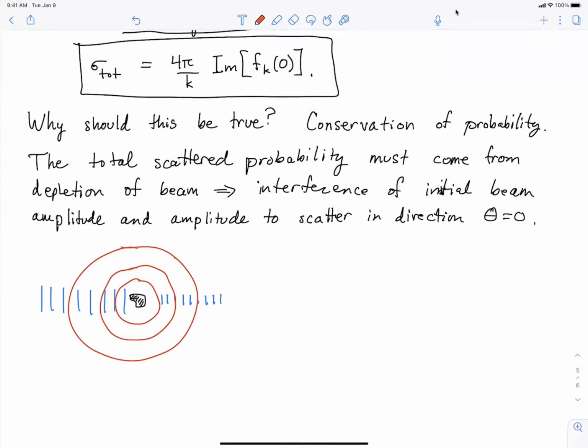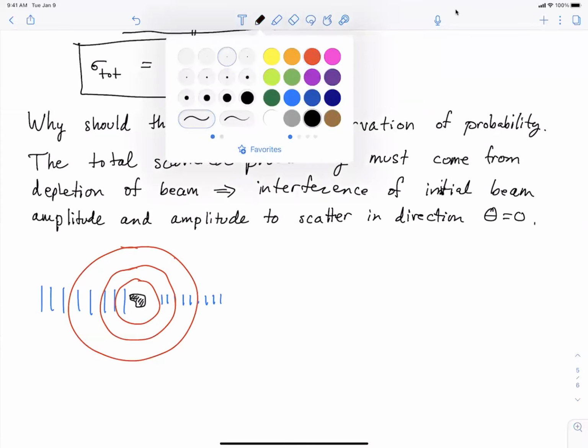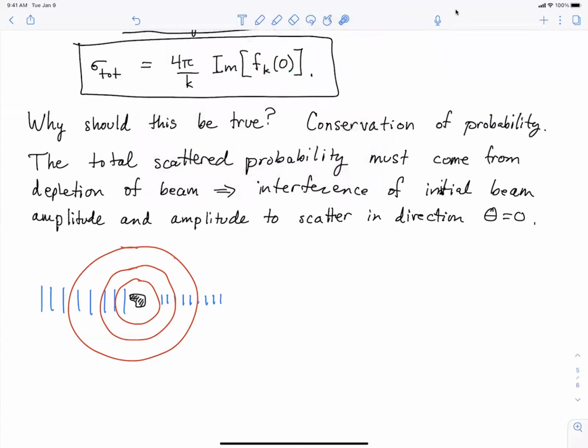Okay, now that doesn't tell you why there's a factor of 4 pi here, or 1 over k, or why it is that you're taking the imaginary part. To get all of that, you have to actually do the real proof, but that sort of explains why it should involve these ingredients, that it should involve the amplitude in the forward direction and the total cross section. So instead of proving it, let me say why it's useful.